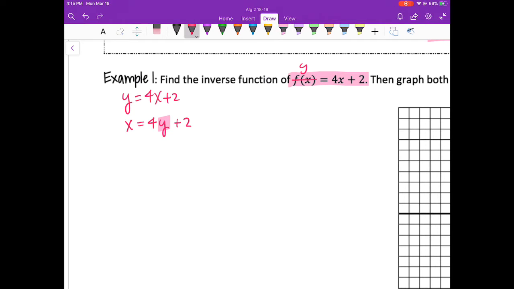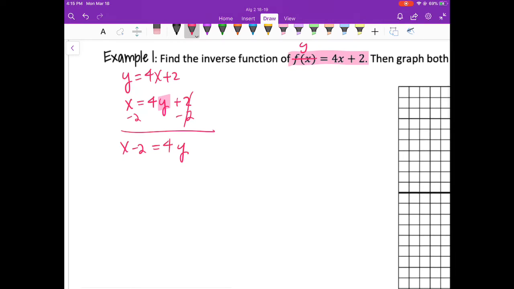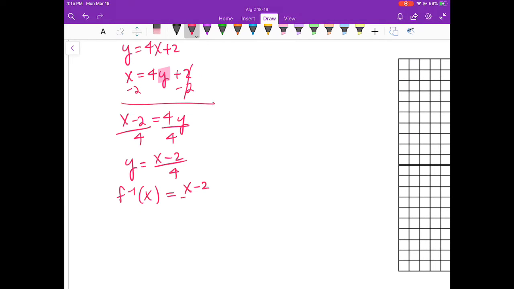Well, I need to subtract 2 from both sides. So I have x minus 2 equals 4 times y. And then the last thing attached to y is the 4, which is attached by multiplication. So to undo it, we use division. So y equals x minus 2 over 4. And then we said that if it is a function, we can use function notation. So not only is this y, but this is f to the negative first of x, so f inverse of x. And it does equal x minus 2 over 4, and this is a totally perfect answer.